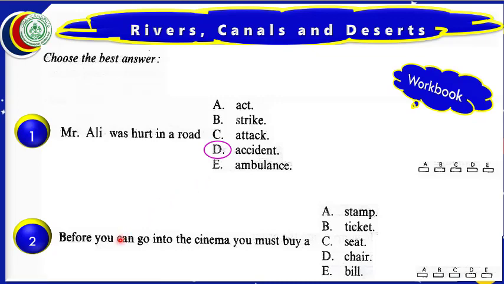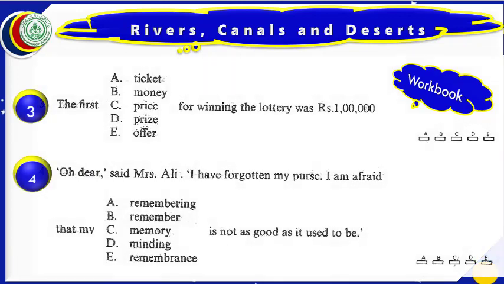Next part is, before you can go into the cinema, you must buy a stamp, ticket, seat, chair, bill. What is the word that we use to get permission to go into the cinema? That is the word ticket. That is why we shall choose B part as our correct answer. Let us move to the next part.